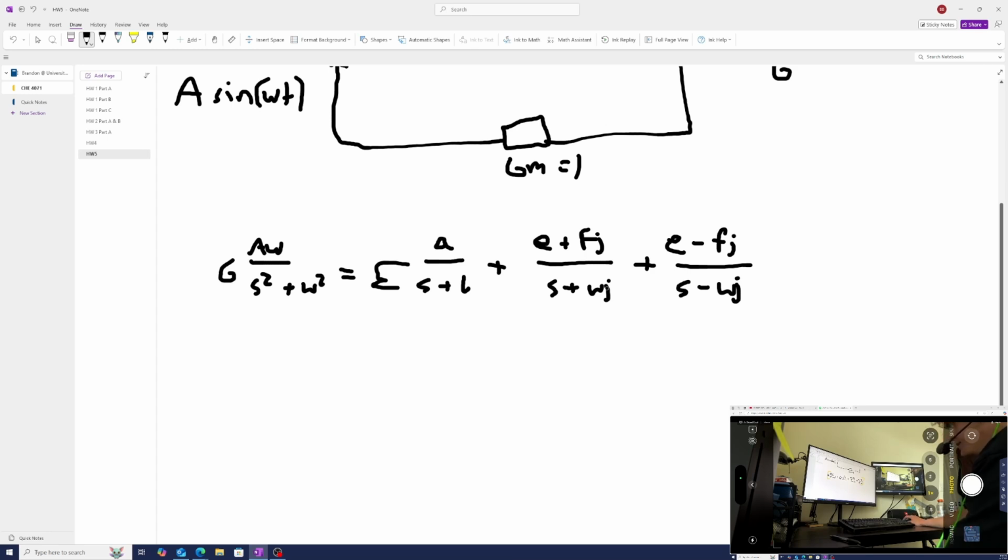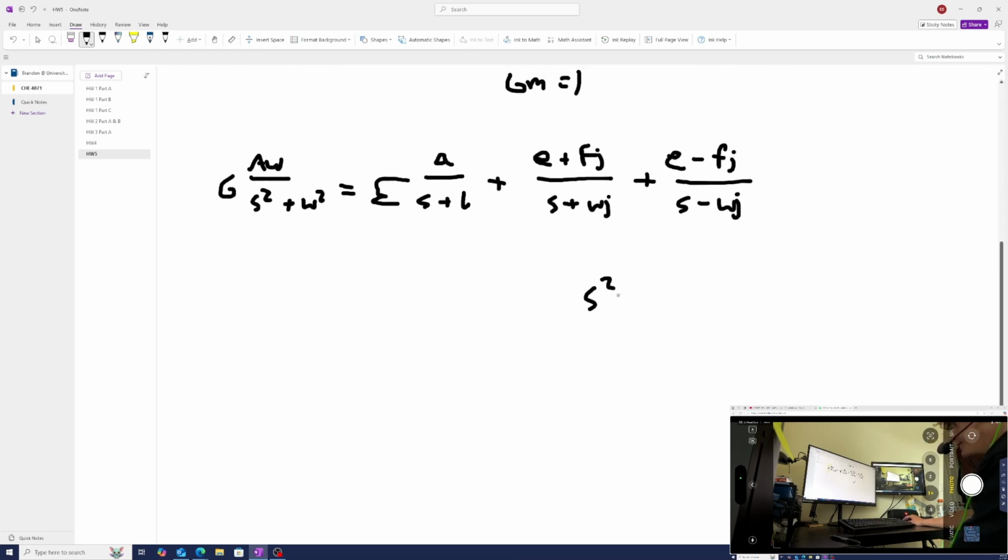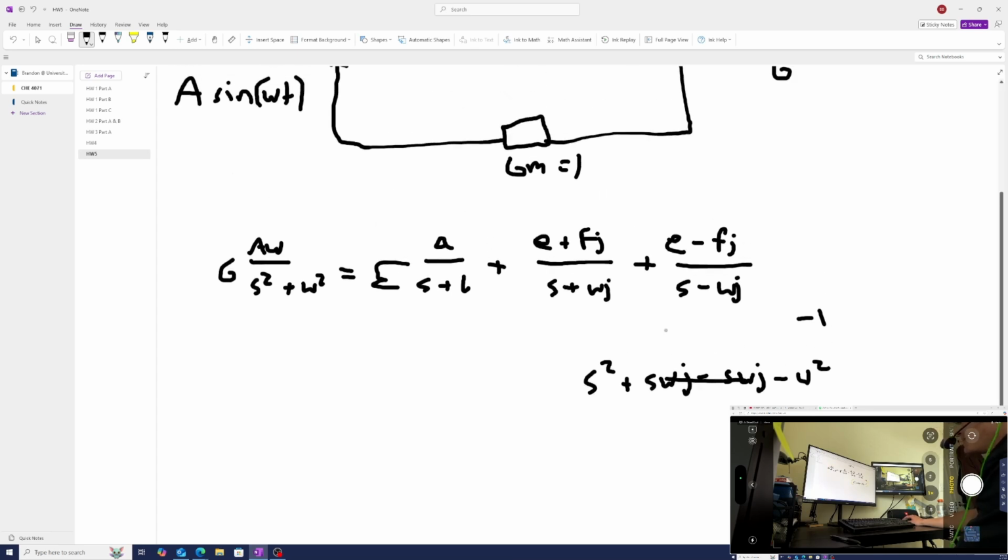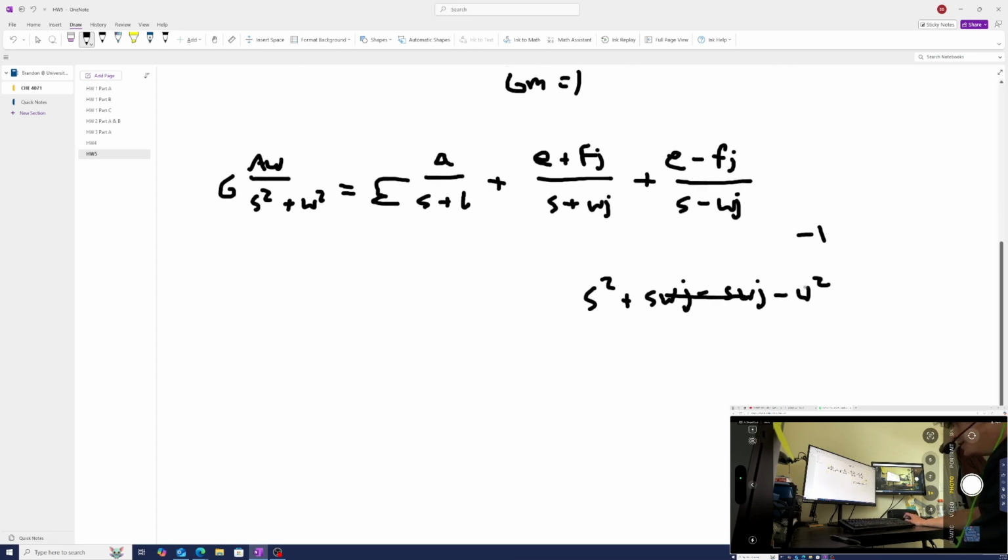And if we combine these terms, we need to first do the bottom. So we get S squared plus SWj minus SWj, and then omega j times omega j is just -1 for our j squared, and then omega squared, so minus omega squared. And these will cancel out, giving us s squared minus omega squared on the bottom.